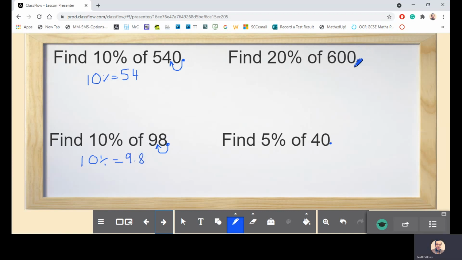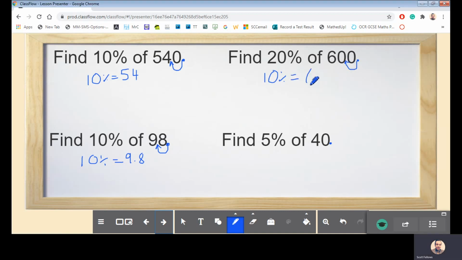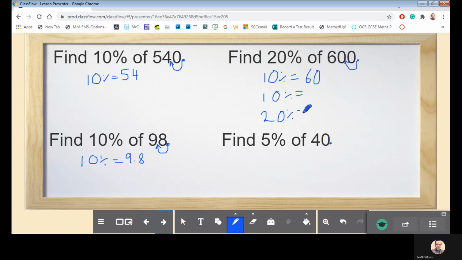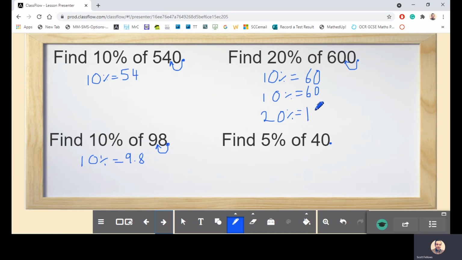Okay, finding 20%, the first step is the same. You still need to find 10%. So you move the point over 1, which is going to give us 10%, which is 60. To get 20%, I need another 10%. So 2 10s make 20. So 10% we already know is 60. The 20% is going to be double that, which is going to be 120.